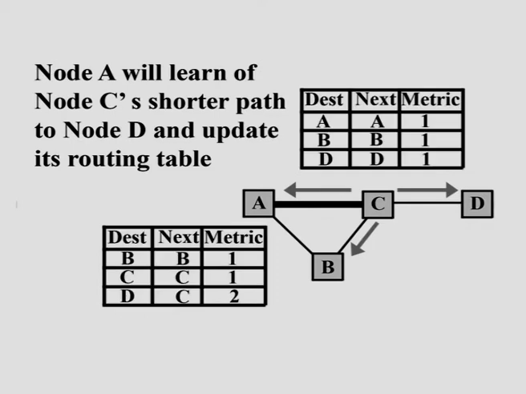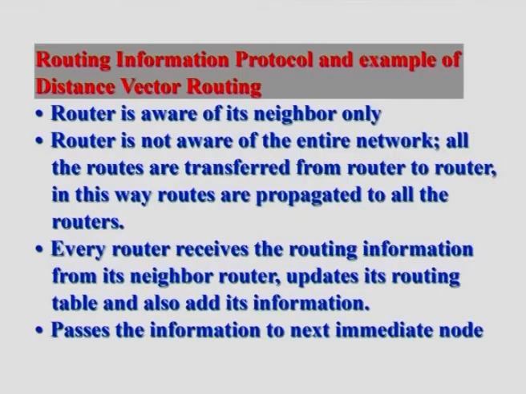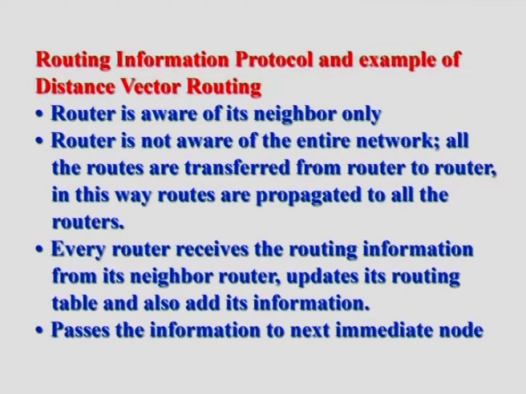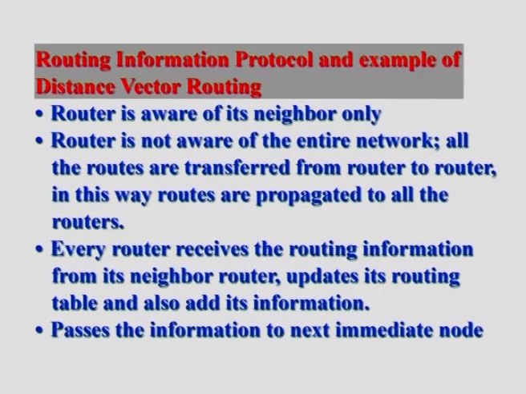The distance vector routing algorithm uses the Bellman-Ford algorithm to find the shortest path. It uses hop count as metric. The path that contains the minimum number of hops from source to destination is considered the shortest path. Routing Information Protocol, or RIP, is an example of distance vector routing.